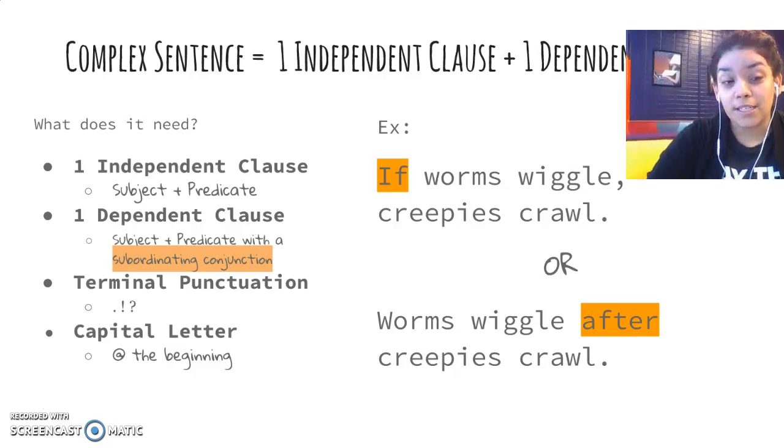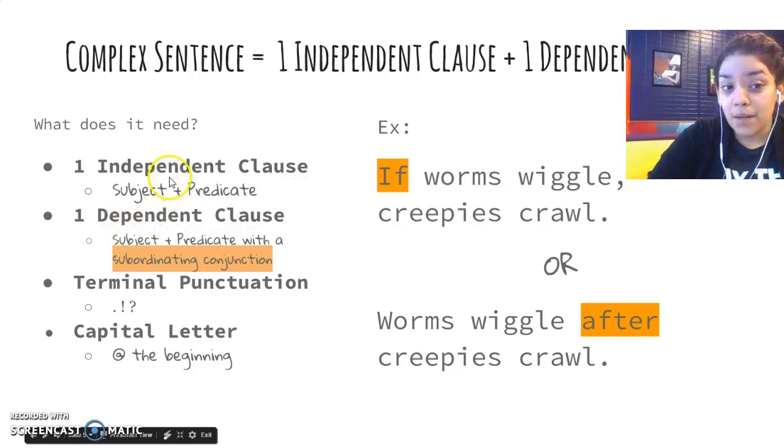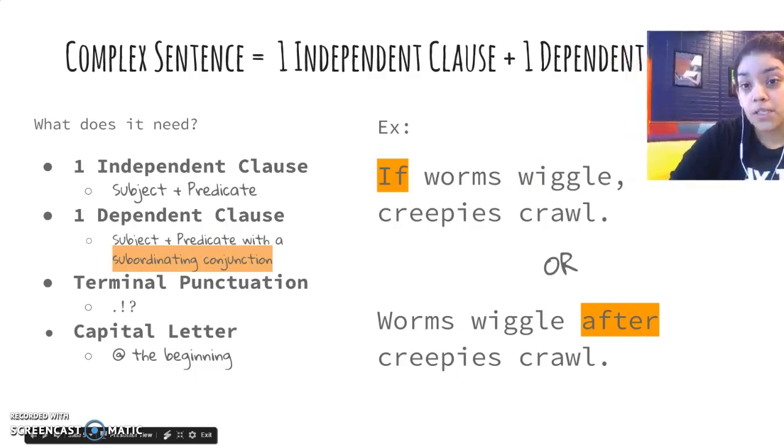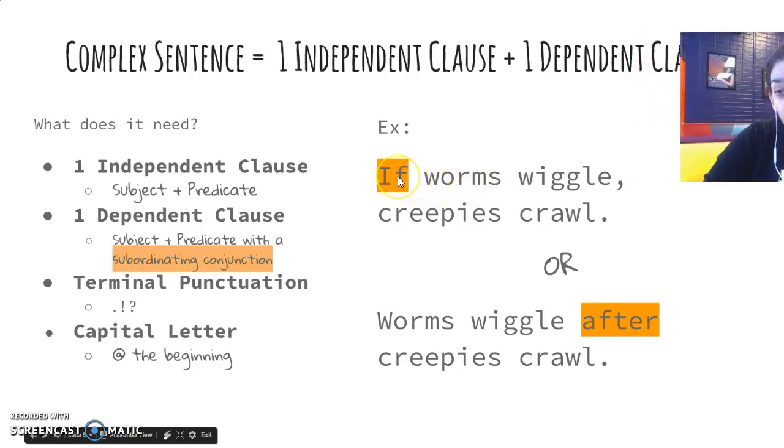A dependent clause is the same as an independent clause, except it starts most likely with a subordinating conjunction. So my example is, if worms wiggle, creepies crawl. The if is my subordinating conjunction. Worms wiggle is an independent clause, or I'm sorry, if worms wiggle is a dependent clause. This whole phrase, because it starts with an if, makes it a dependent clause. Creepies crawl, on the other hand, is an independent clause because there is no subordinating conjunction in front of it.